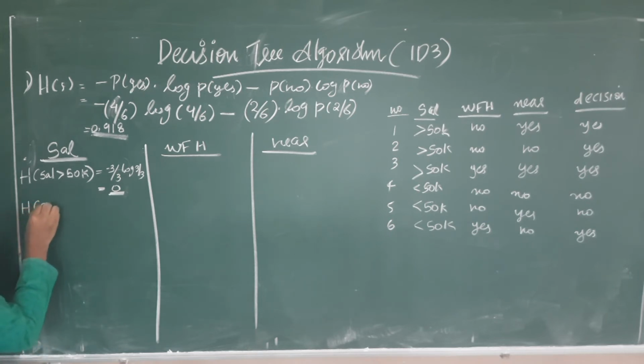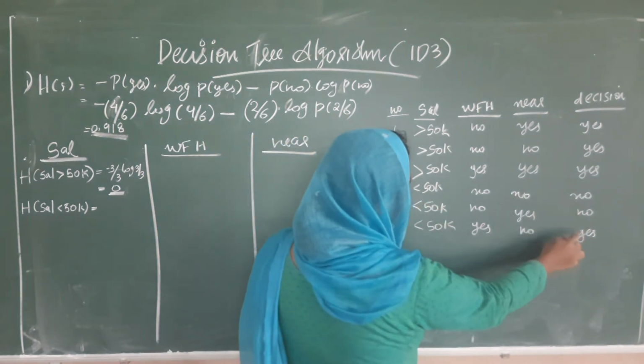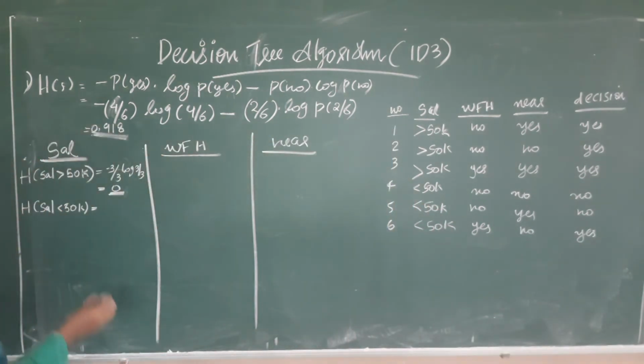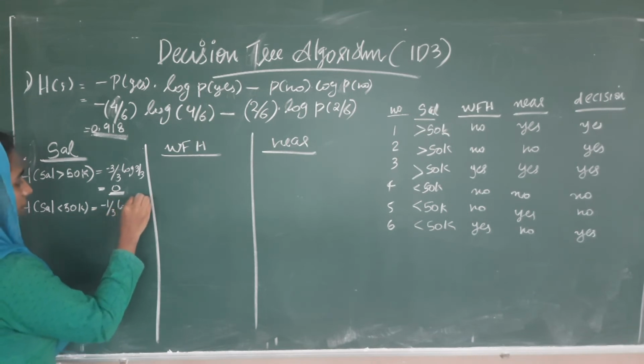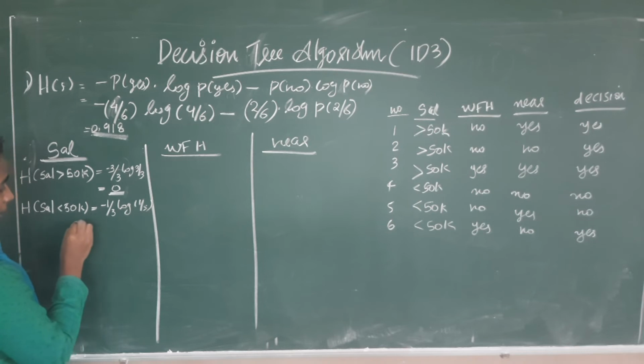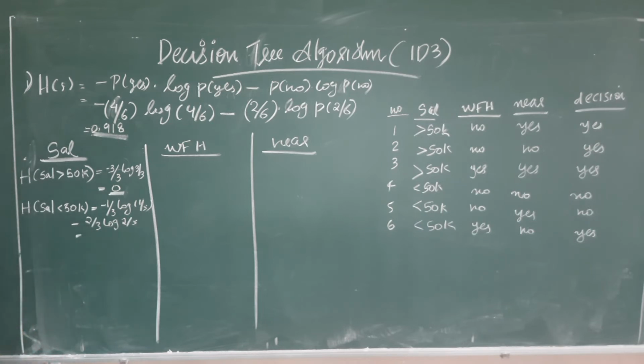Now what if salary is less than 50k? In that case, there is 1 class for yes and 2 classes for no. So minus 1 by 3 log 1 by 3 and minus 2 by 3 for no, log 2 by 3. When you do this, the value that you get is 0.917.